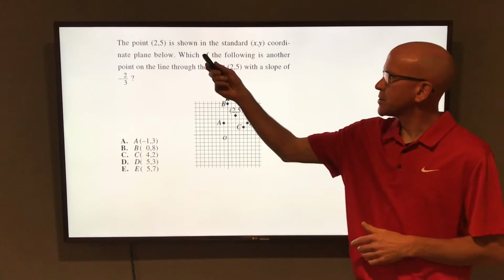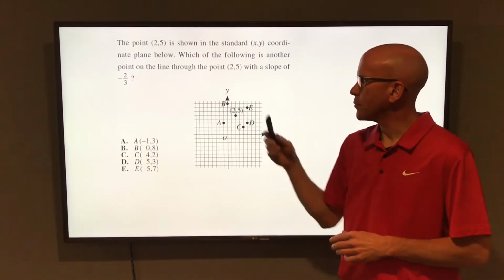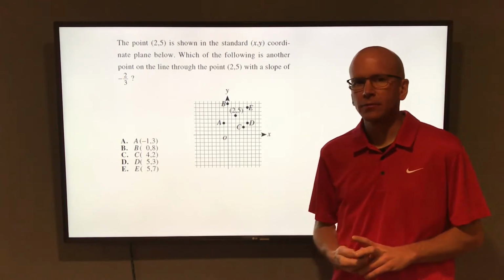The point (2, 5) is shown in the standard XY coordinate plane below. Which of the following is another point on the line through the point (2, 5) with a slope of negative 2/3?